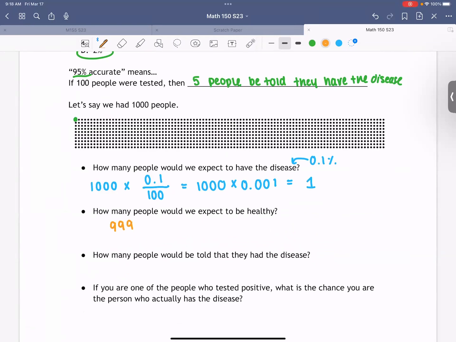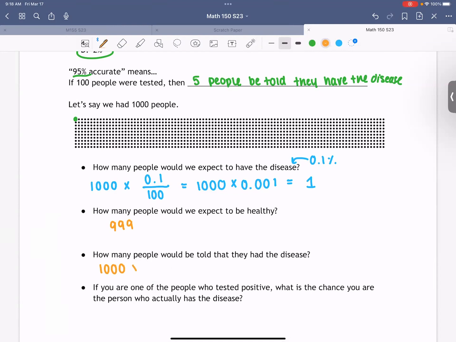Okay, so next we're going to move away from the actual disease statistic and go into the actual test. Let's say we have 1,000 people. I know that 95% accurate means 5 people are going to be told they have the disease out of 100 people. How would I find out how many people in 1,000 people are going to be told they have the disease? 1,000 times 5 divided by 100. Perfect. 0.05. Yeah, you got it.